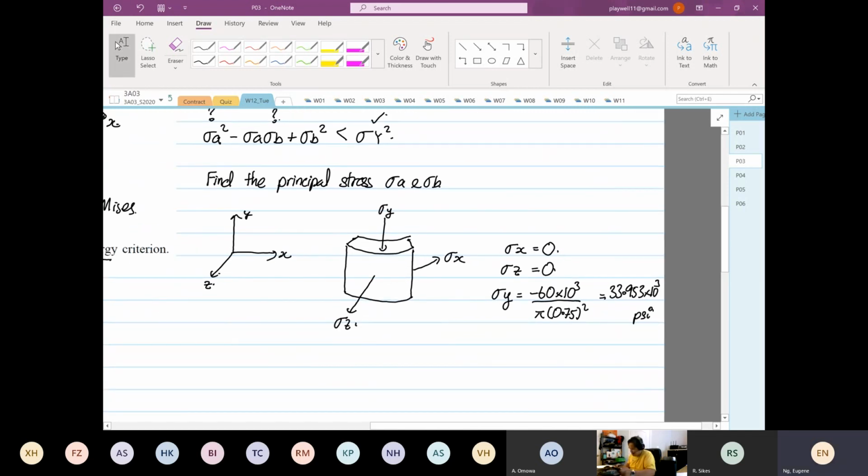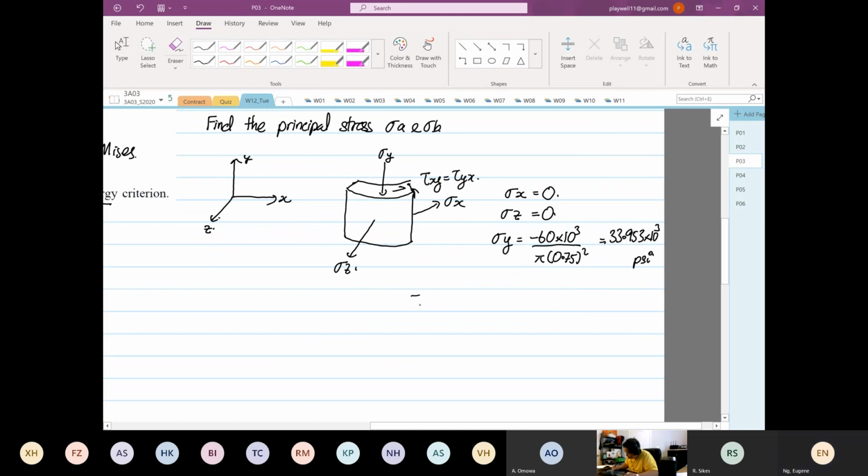Okay. And then the next one is we have our shear, right? So the shear will be in this direction, right? So this is our shear xy. It's equal to shear yx, right? So the shear will be equal to TR over J. T is what we don't know. Okay, we want to find what is our T, right? So we don't know what is our T at all. Okay, for this case, right?